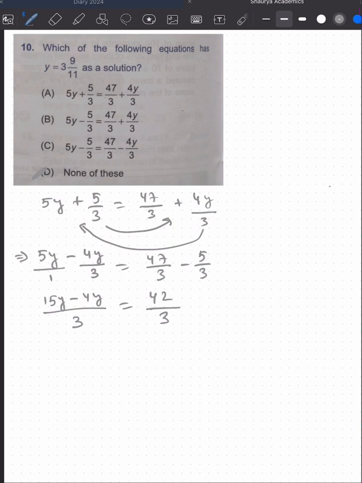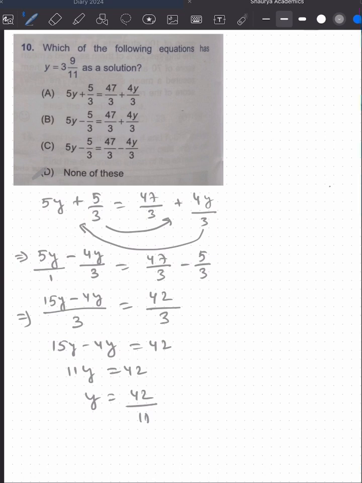So as I explained a few minutes back, you can cancel out these 3 because the denominators are same. So the equation eventually just remains as 15y minus 4y is equal to 42. That is 11y is equal to 42, which implies y is equal to 42 divided by 11.